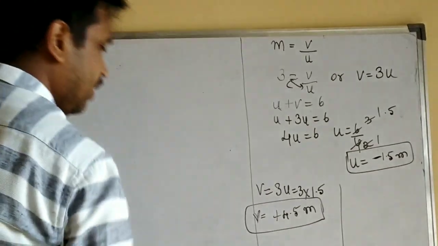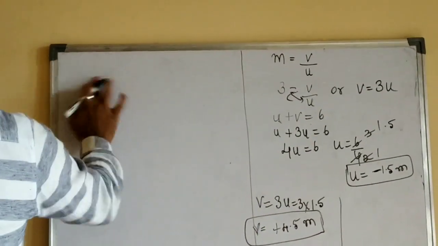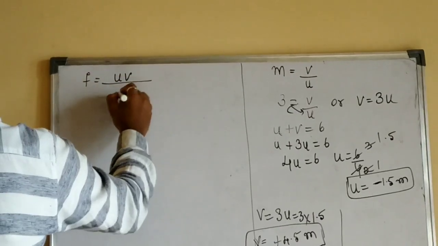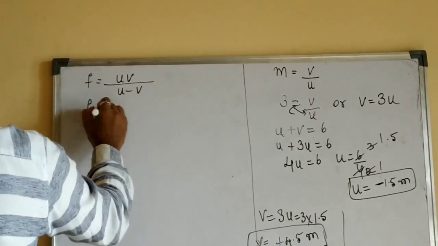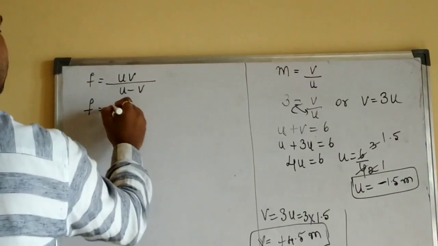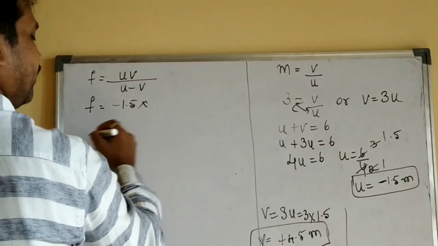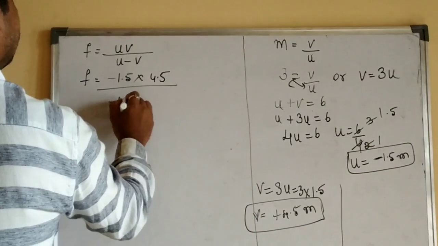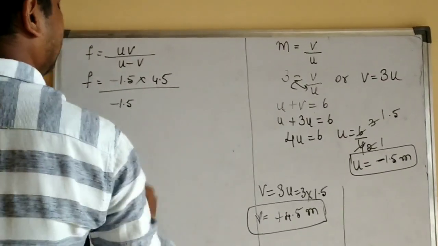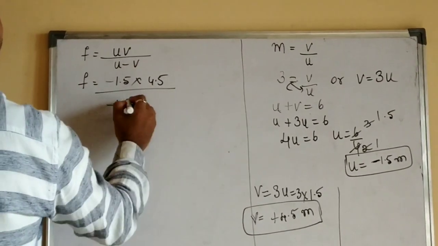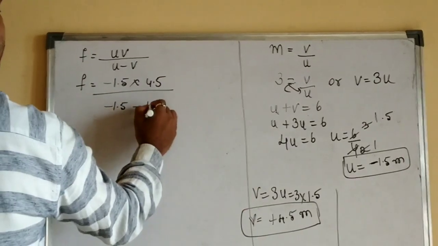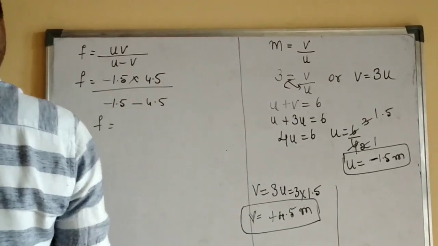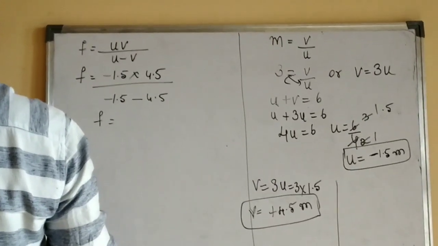The formula for the focal length is F equals UV divided by U minus V. Now U is minus 1.5 and V is 4.5, divided by U minus V, which is minus 1.5 minus 4.5. So what will you get for the focal length?